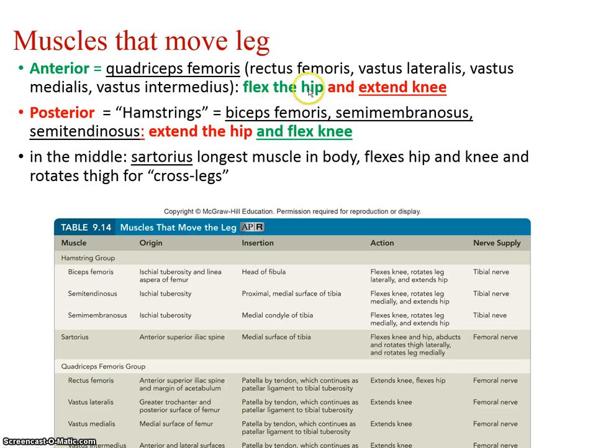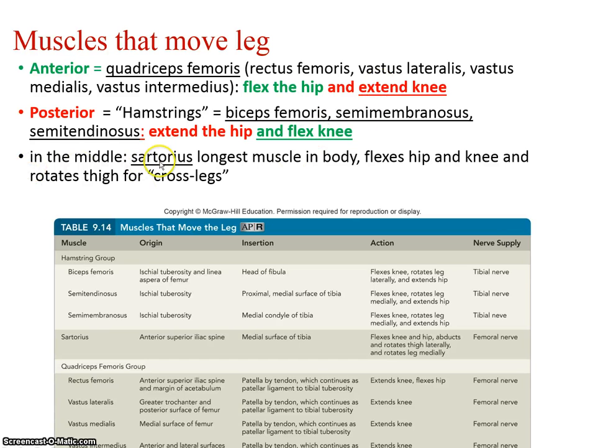They flex the hip, but they also extend the knee. That's why we have this opposite coloration. The posterior ones are collectively called the hamstrings, and you'll need to know the biceps femoris, the semimembranosus, and the semitendinosus. They extend the hip, but they also flex the knee. So now we see, below the knee, we switch: flexors are posterior and extenders are anterior.